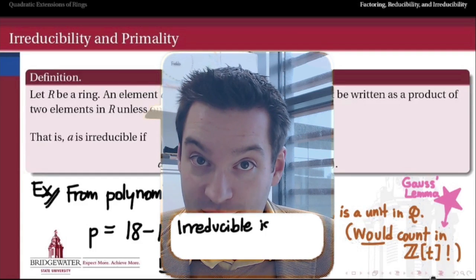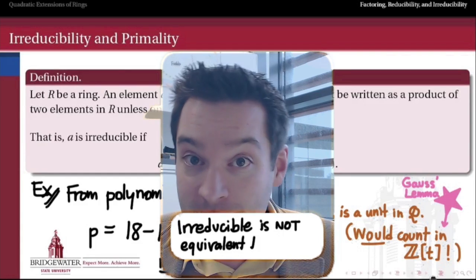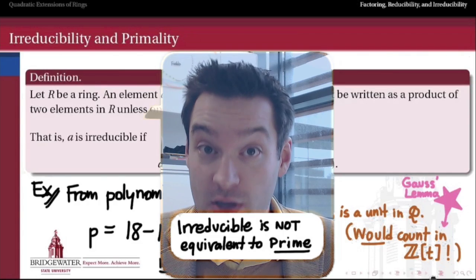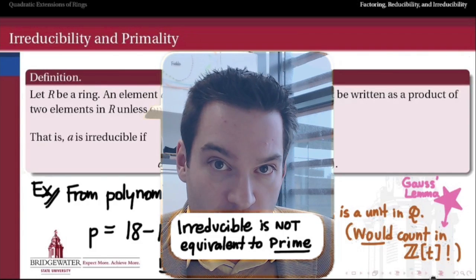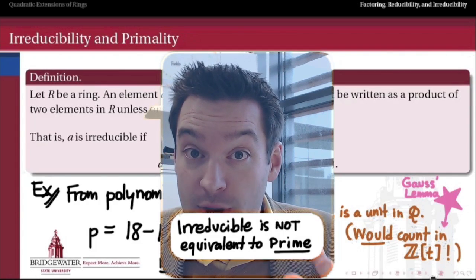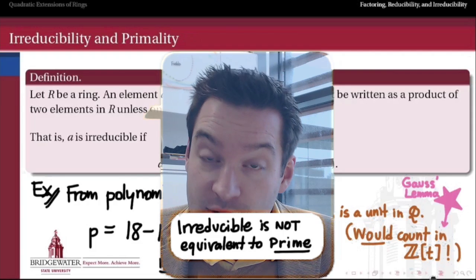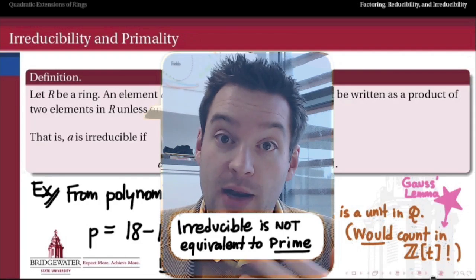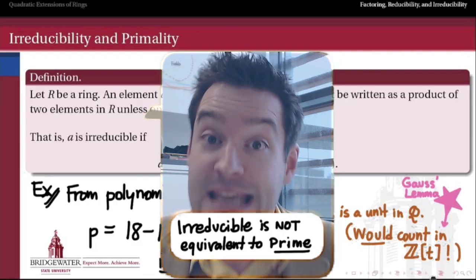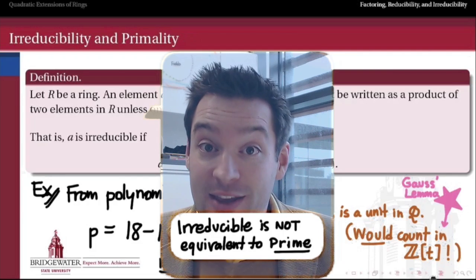And here's a point where I have to caution you very strongly, that we just saw what the definition is of irreducibility. And it looks an awful lot like the definition that you might get in number theory for primality. Is there a difference between a number being irreducible and a number being prime? And the answer is yes. These are not the same thing in general.